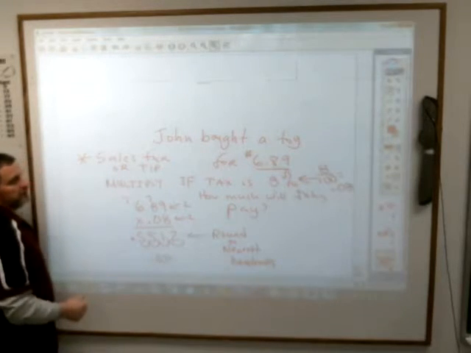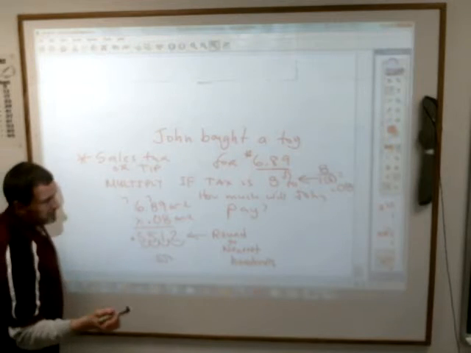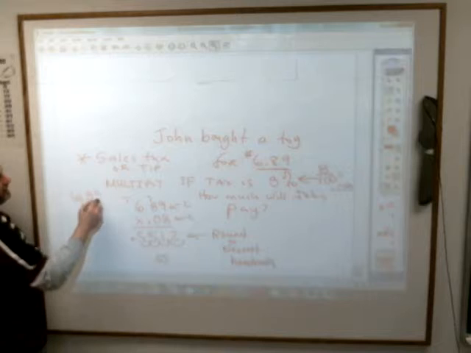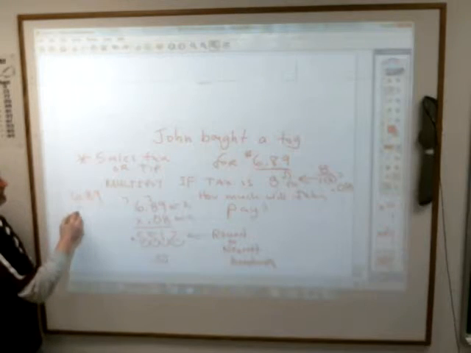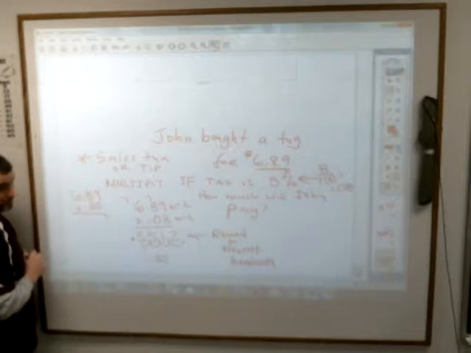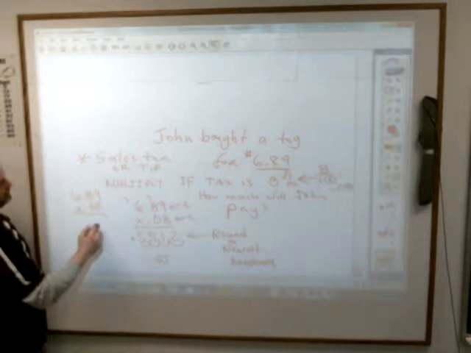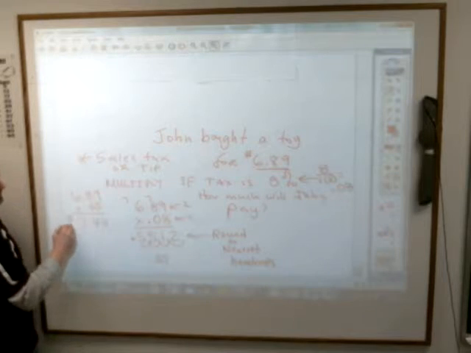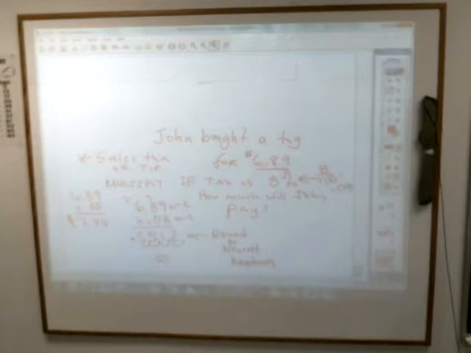And then, lest you thought you were actually done, how much does he actually owe? He has to pay his $6.89, add onto it the 55 cents he pays in tax, and he's going to end up paying what? $7.44. Almost $7.50.